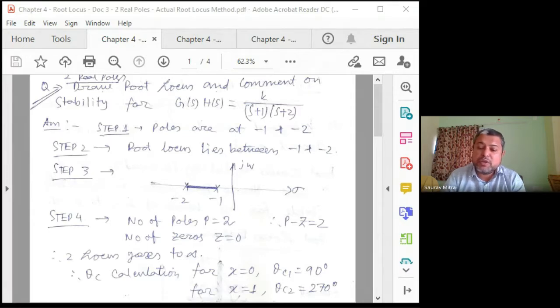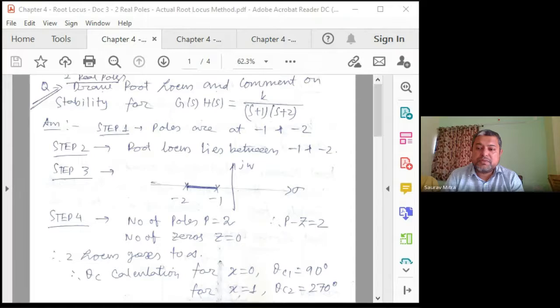What is the definition of absolutely stable? G(s)H(s) we are talking about. G(s)H(s) is the OLTF. So what is root locus? G(s)H(s) will be given to us, k divided by (s plus 4), or something else, whatever it will be. Whether it's a two-pole system or three-pole system or four-pole system, G(s)H(s) is the open loop transfer function. From there, we are estimating the stability of the closed loop transfer function.